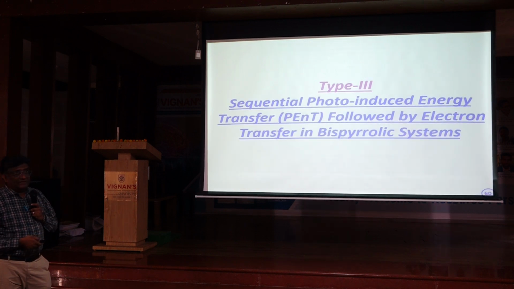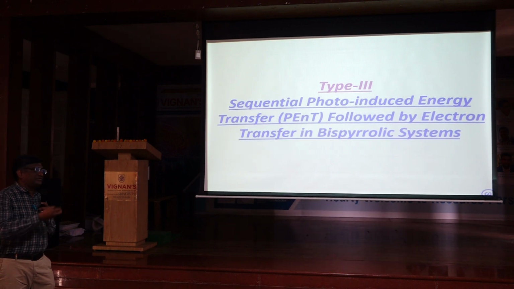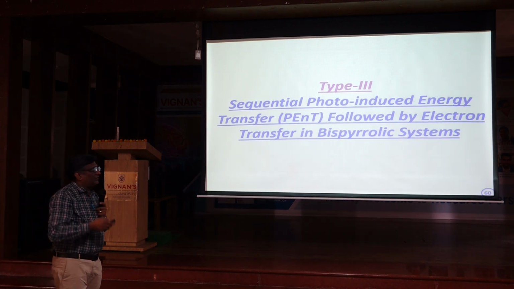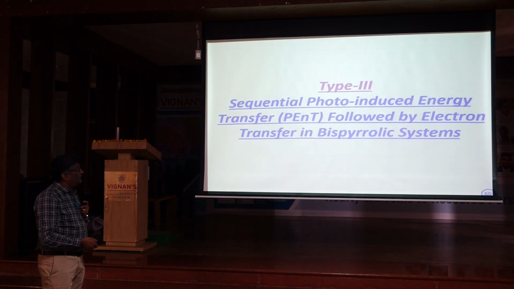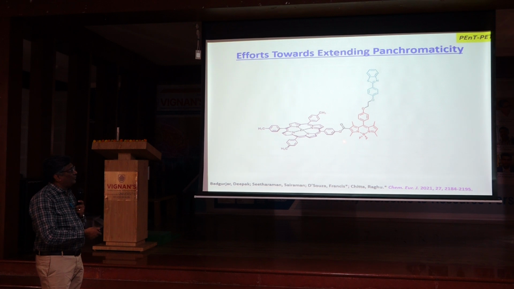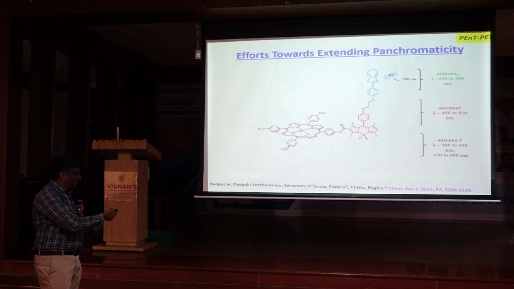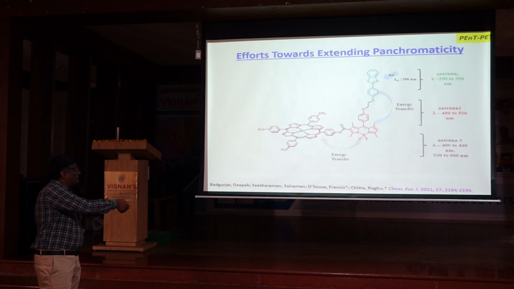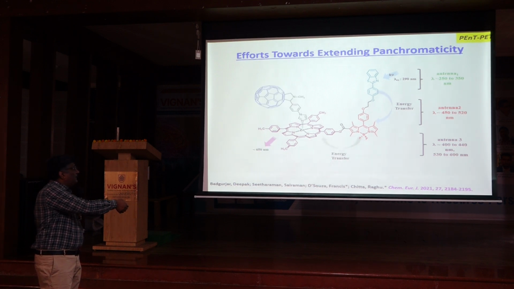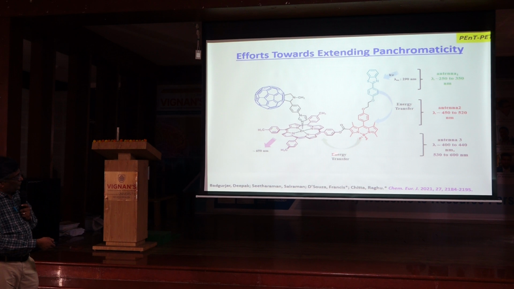The last thing, I have a couple of slides on photo-induced energy transfer followed by electron transfer. I was talking about PET, I was talking about PEnT, and now I'm talking about PET followed by PEnT followed by PET. This is one of the systems that we developed a long time back, where you have benzothiazole, BODIPY, and porphyrin. Benzothiazole absorbs at 250 to 350 nanometers, BODIPY around 450 to 520, and porphyrin is around 400 to 440. Once you excite benzothiazole, there will be energy transfer followed by energy transfer followed by electron transfer. That was the idea.